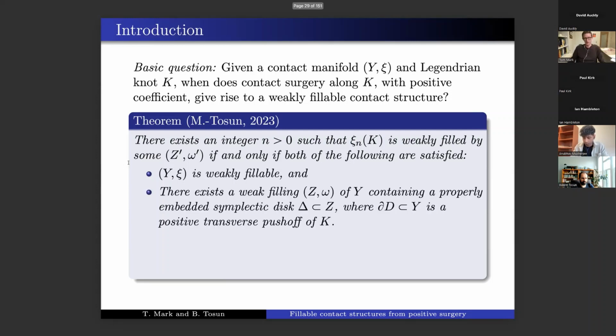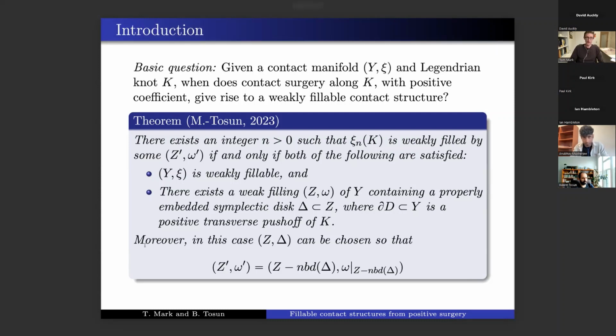And moreover, this is the interesting part. You have a fillable positive surgery only if you have some filling of your original manifold that contains a symplectic disk whose boundary is the knot you started with. Strictly, it's a transverse push-off, but again, some of these details I'll ignore a little bit. So you had to have some filling of your 3-manifold Y in which your knot is symplectically slice. That's what the theorem says.